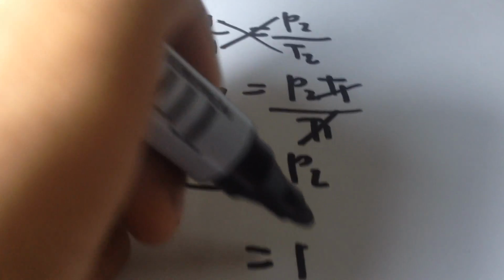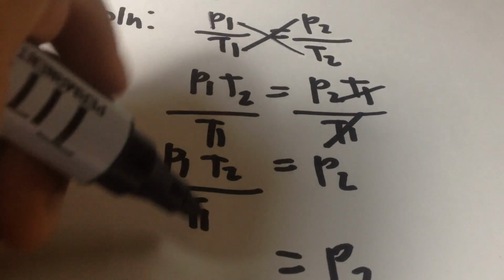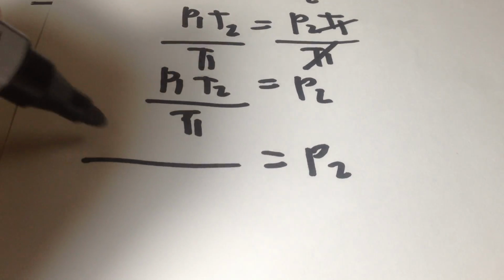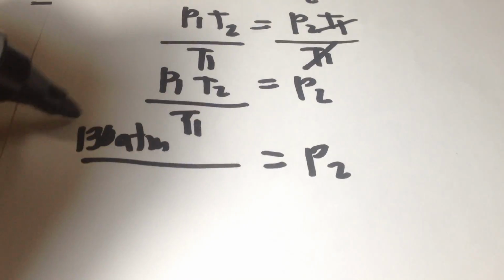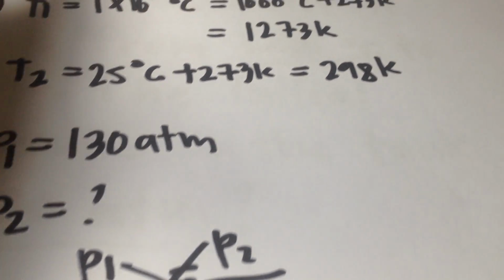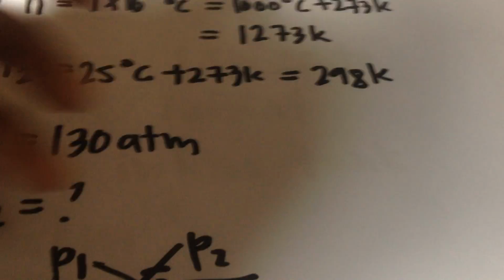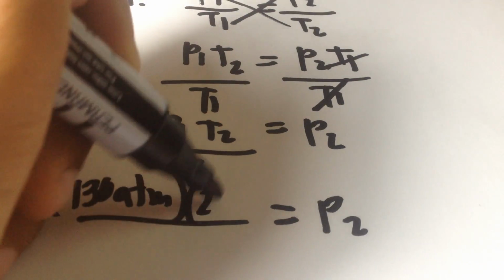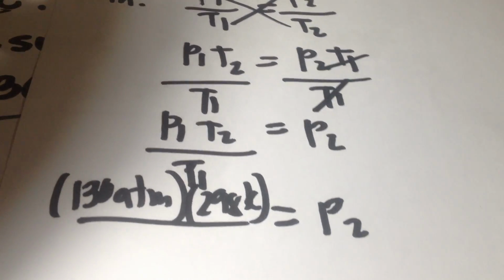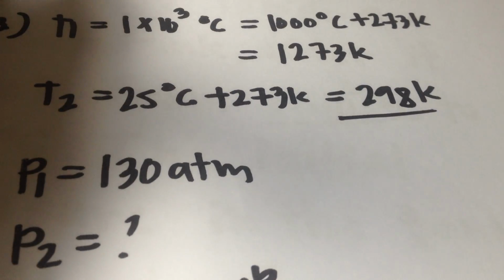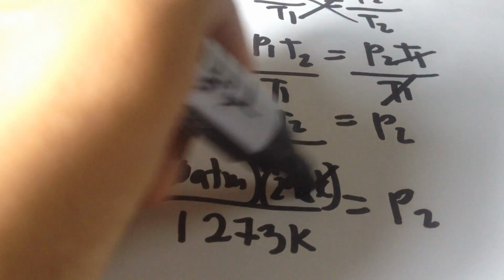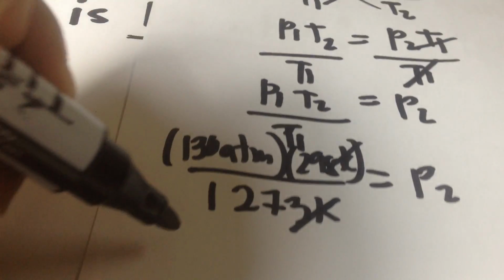What is pressure 1 again? The pressure 1 is 130 atm. So 130 atm times the temperature 2, which is 298 Kelvin, over the temperature 1, which is 1273 Kelvin. So you need to cancel out Kelvin, and the left is atmospheric pressure.